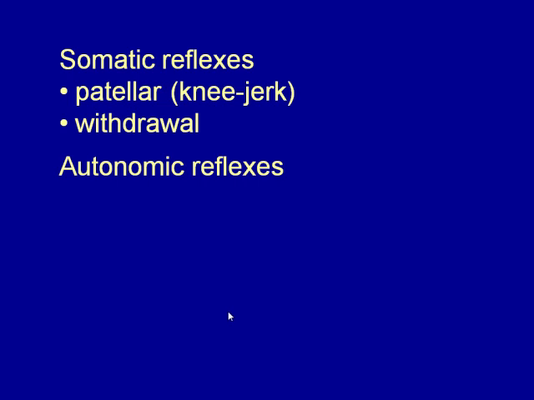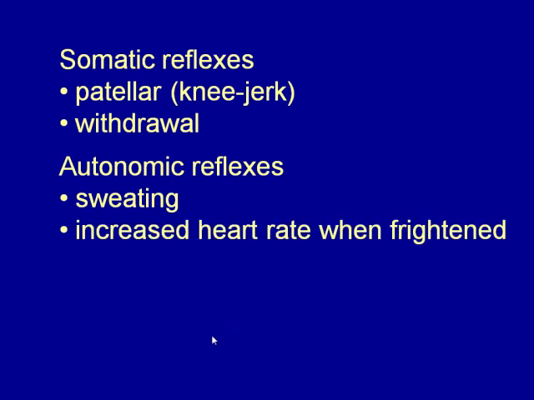Autonomic reflexes are going to involve the heart or glands or smooth muscle. For example, if you get hot, you sweat. You can't control that. You just sweat. You get embarrassed, you sweat. You would like to control that, but you can't. Another thing is when you're frightened, your heart rate goes up. You can't stop that from happening. It's a reflex. It's an autonomic reflex because the cardiac muscle is involved.